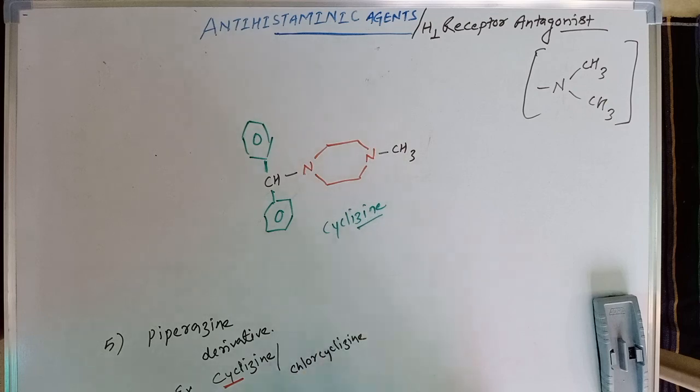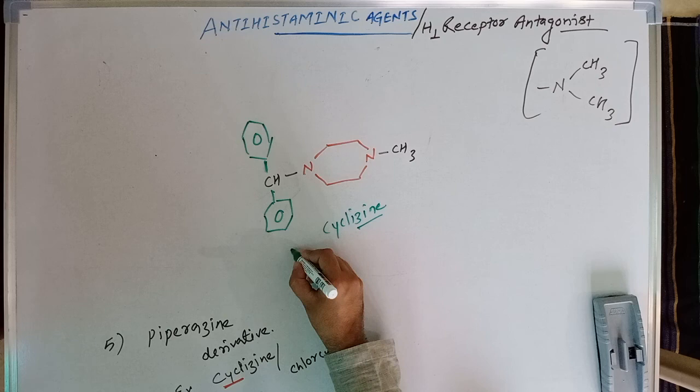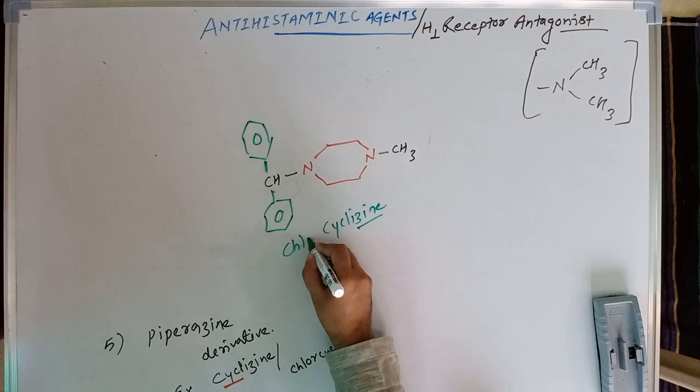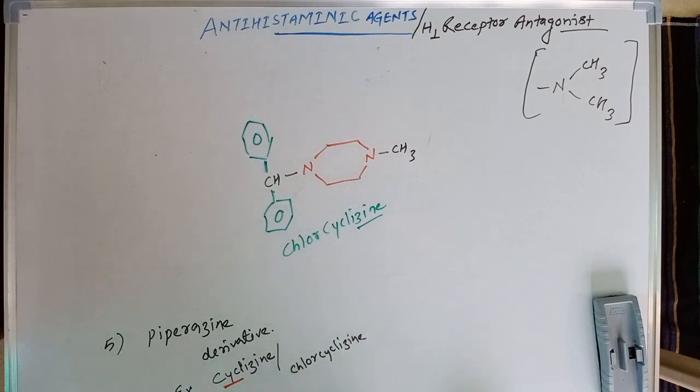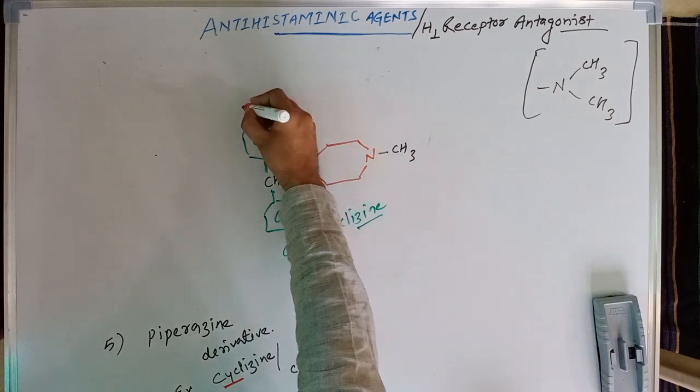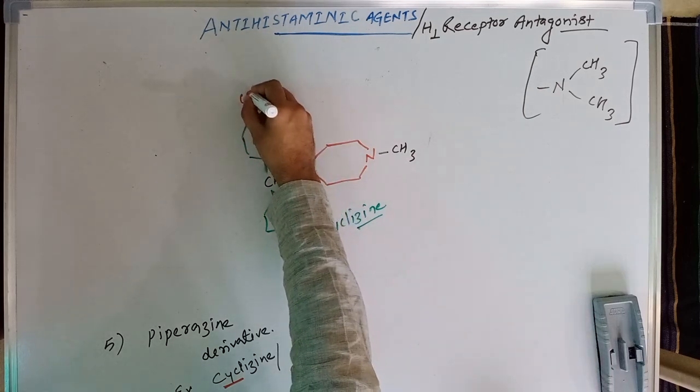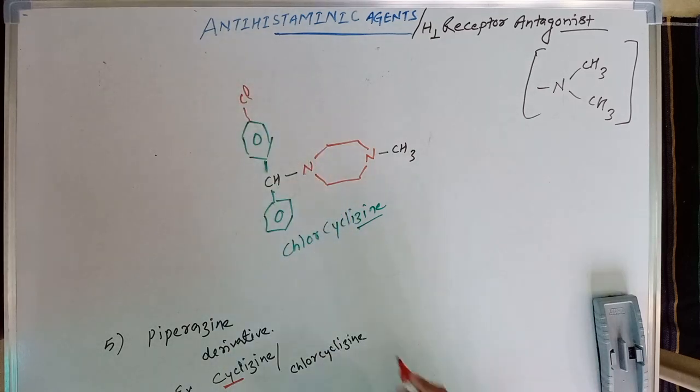This is your cyclizine. Now if you want to make chlorcyclizine, what is the structure of chlorcyclizine? Chlor means another chlorine atom. Where is the chlorine present? The chlorine is present over here. So this is your chlorcyclizine. So this is class number 5.